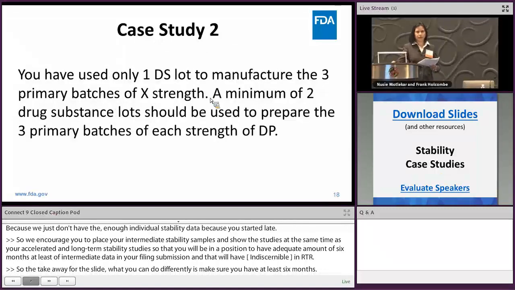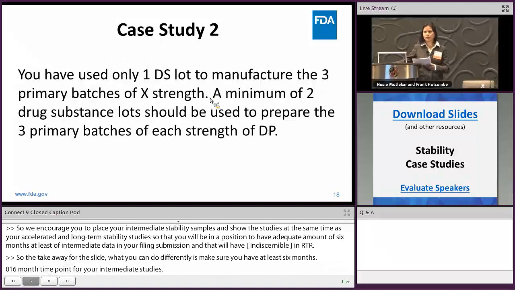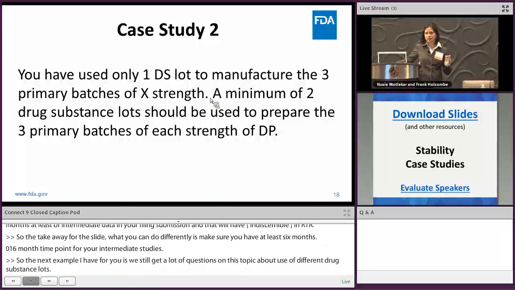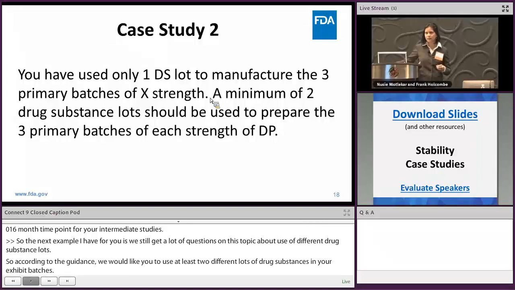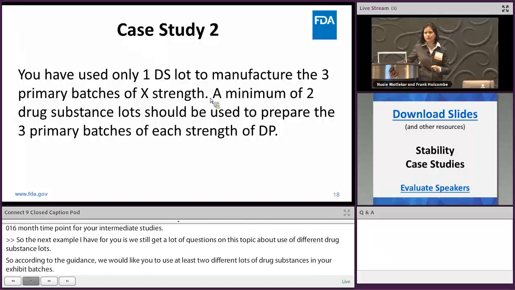So the next example I have for you is, we still get a lot of questions on this topic about use of different drug substance lots. So according to the guidance, we would like you to use at least 2 different lots of drug substances in your exhibit batches. Why we want to see this is we want to see what the effect of lot-to-lot variability of your drug substance is on the final drug product stability.